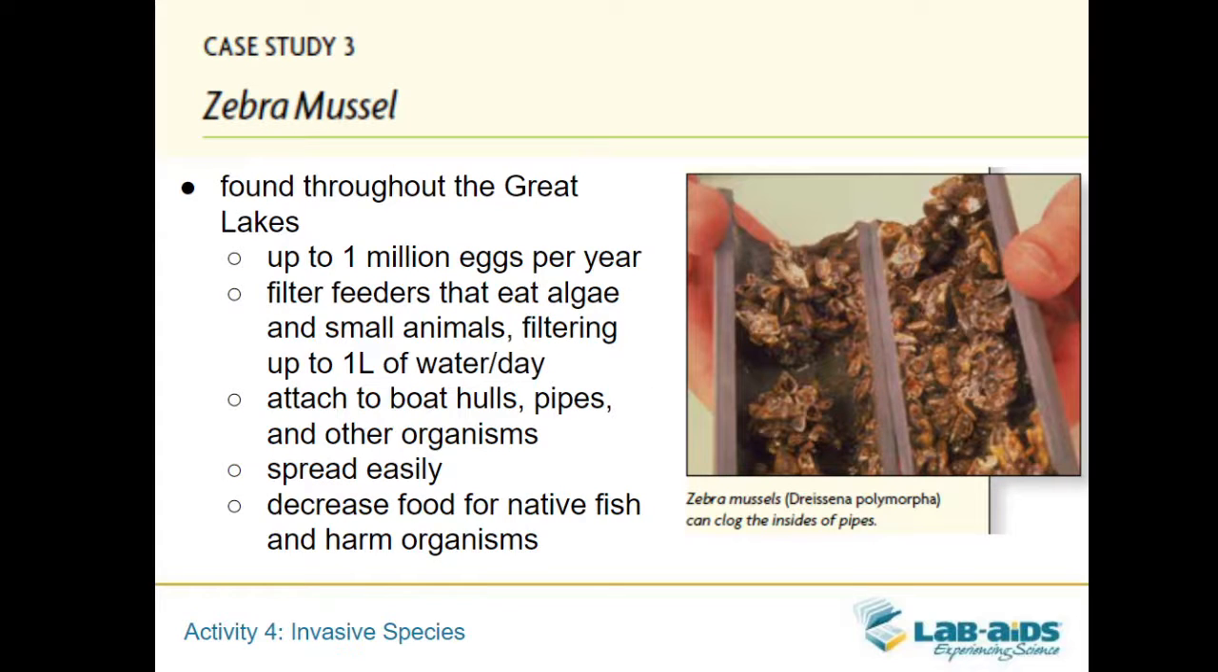We looked at zebra mussels, which are also found throughout the Great Lakes. They also can breed quite successfully. They can have up to 1 million eggs per year. They're filter feeders that eat algae and small animals, filtering up to a liter of water per day. So they're really good at filtering. Where they're found, the water is really clear, which is helpful for some species and not for many others. They attach to boat hulls and pipes and cause problems that way. It also allows them to spread easily because they can attach and be carried other places. They do decrease food for native fish and harm other organisms that they either attach to or by decreasing food supply.